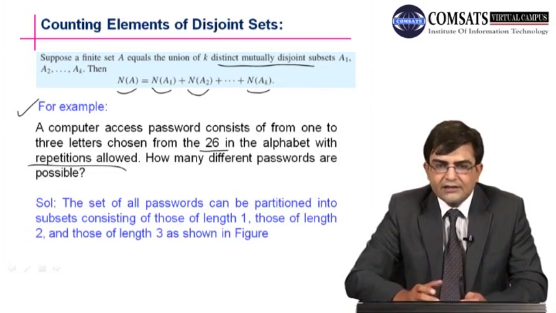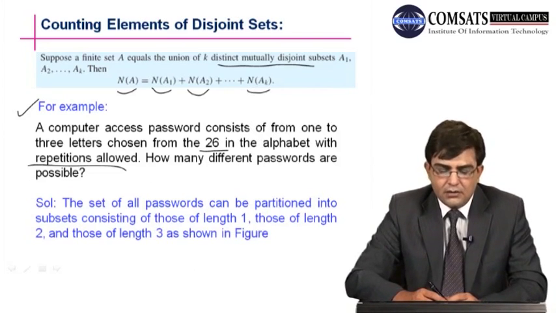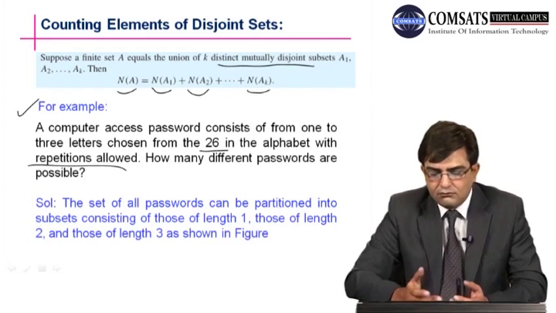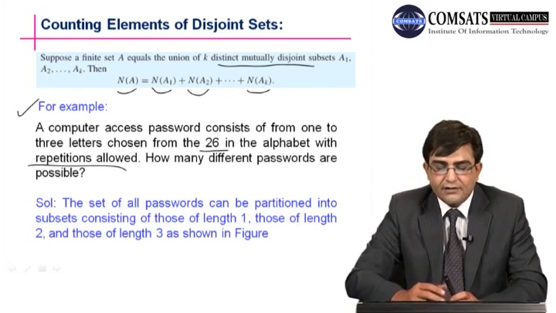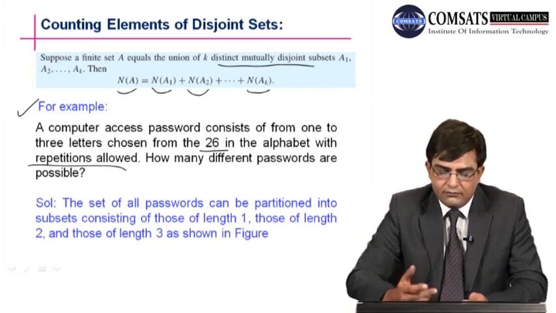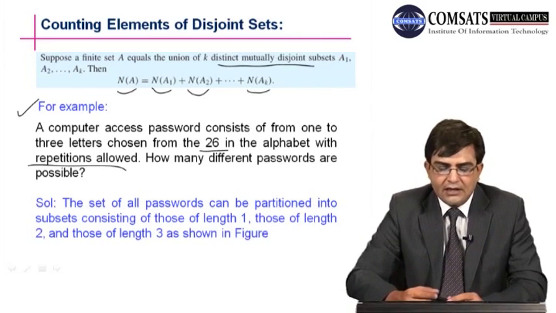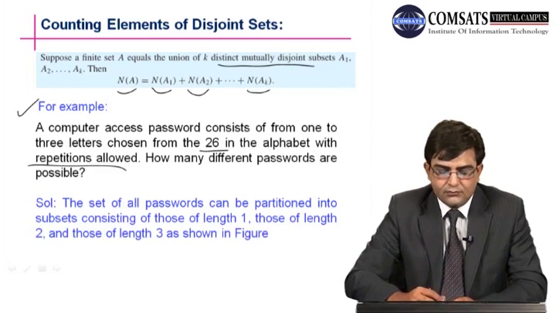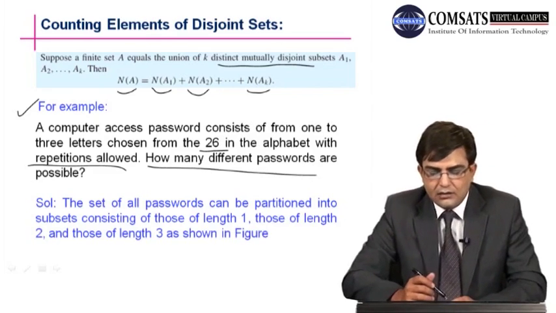Repetitions allowed means two letters of a password can be the same. That means you can fix your password as AAB. This is allowed. You can also fix your password simply as AB. That is, a password contains either 1, 2, or 3 letters, and all the letters of the password have been chosen from the 26 alphabets with repetitions allowed. So how many different passwords are possible?